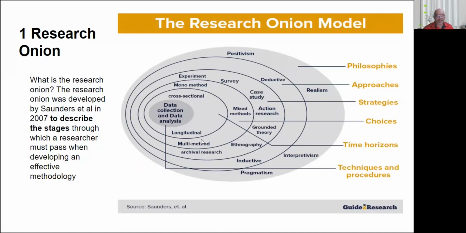So that's the analogy. First, we have a look at the description here. So what is the research onion? The research onion was developed by Saunders et al. Et al. here means and associates. There are many people who started this term, and the leader was Saunders. But to mention everyone's name is quite long. Probably many authors, many people there.